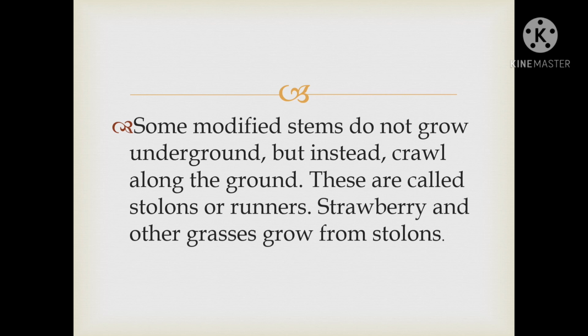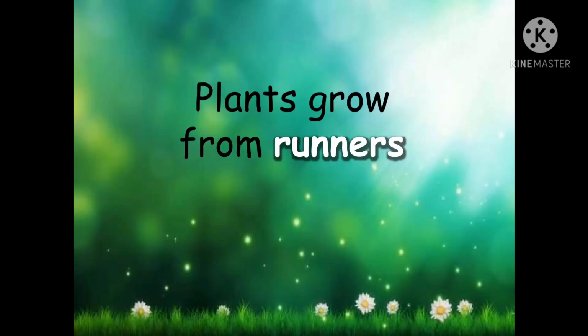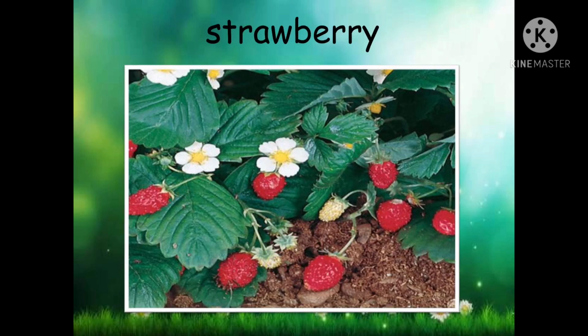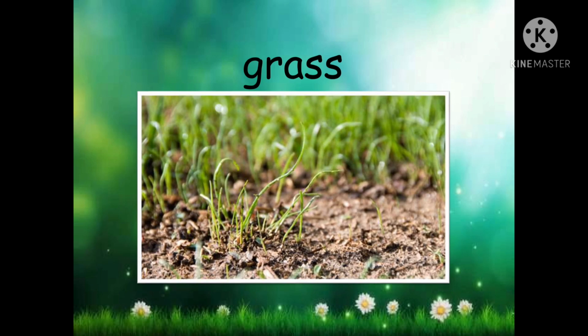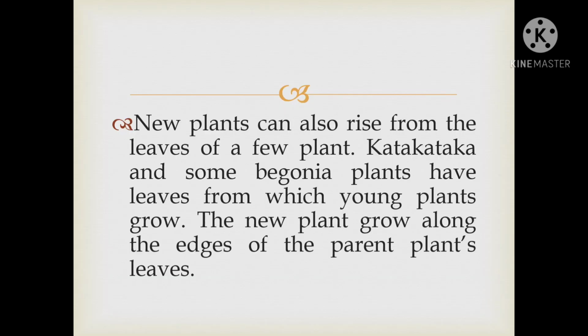Some modified stems do not grow underground, but instead crawl along the ground. These are called stolons or runners. Strawberry and other grasses grow from stolons. So these are the plants that grow from runners. Strawberry, grass. New plants can also rise from the leaves of a few plants.